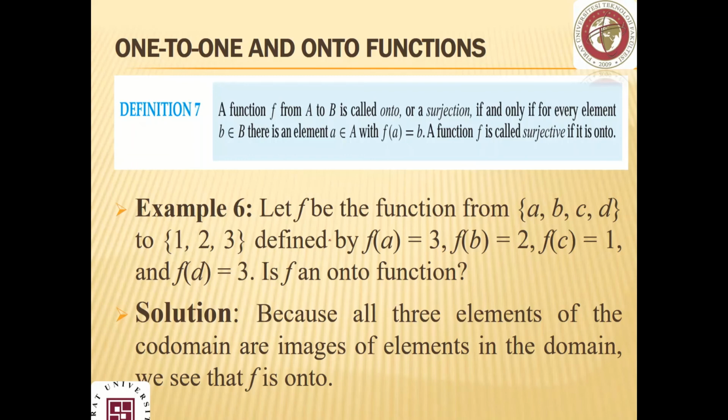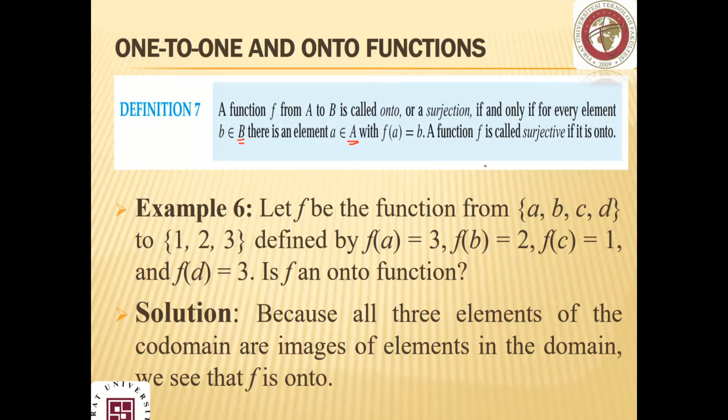Onto is defined as, again, we have a function from A to B. We can define a function as onto or surjection if for every element in B, of course here capital B, we have an element of A. That means all elements of B are consumed. If all elements of B are consumed, then that is a surjective function.